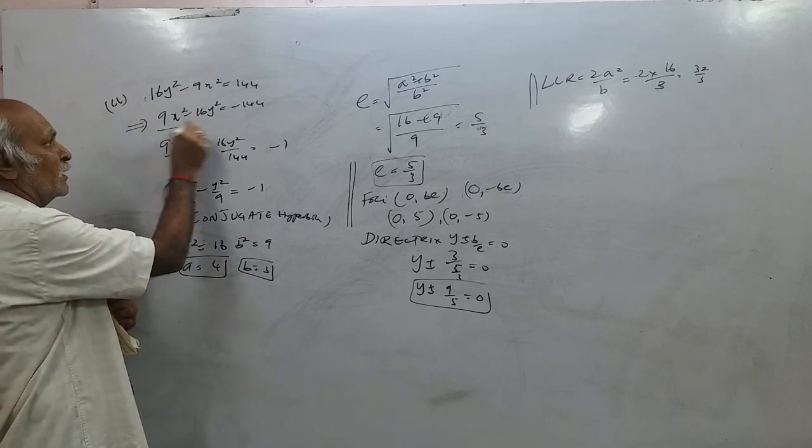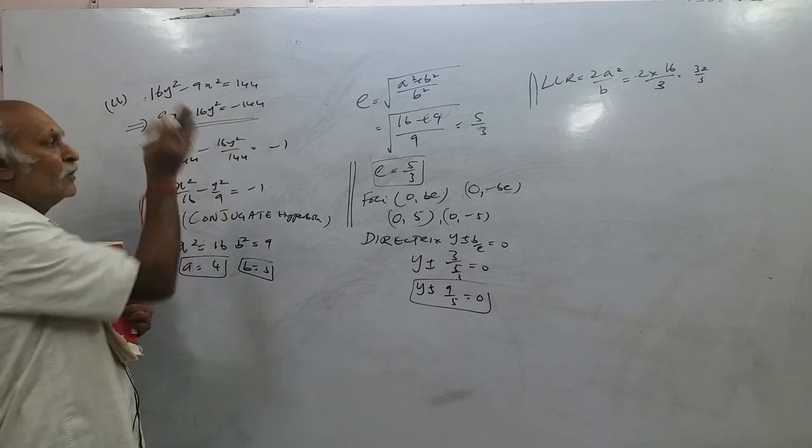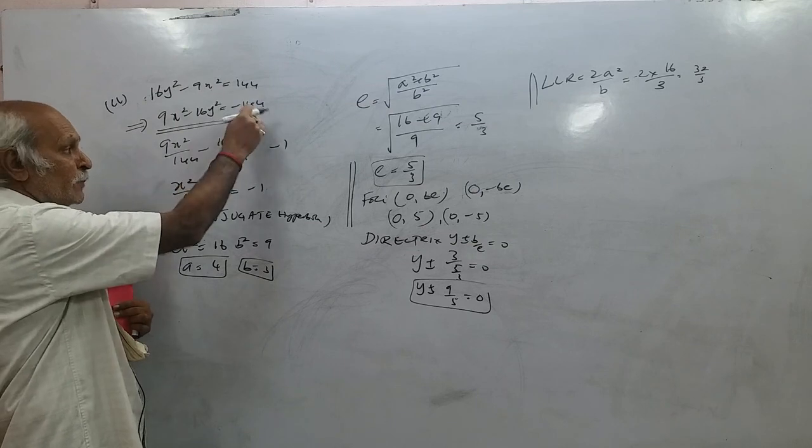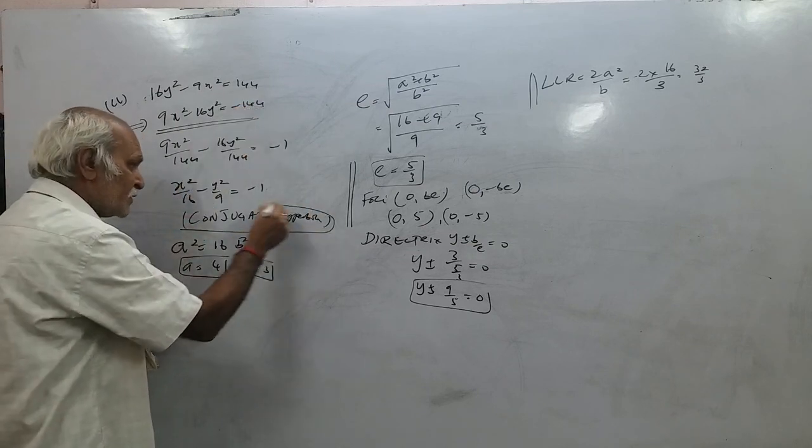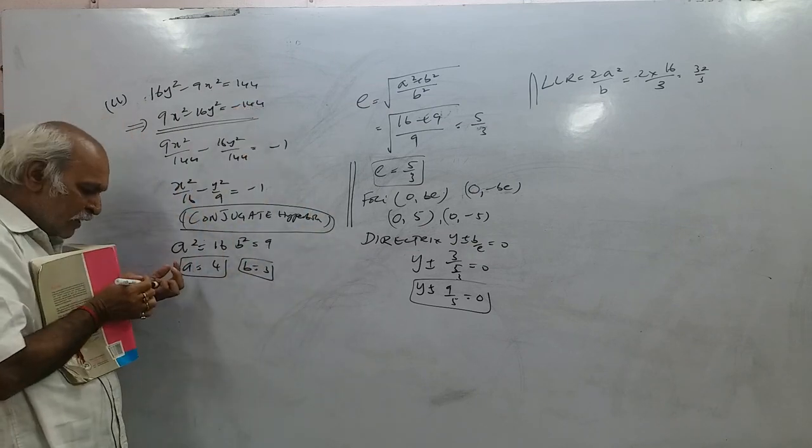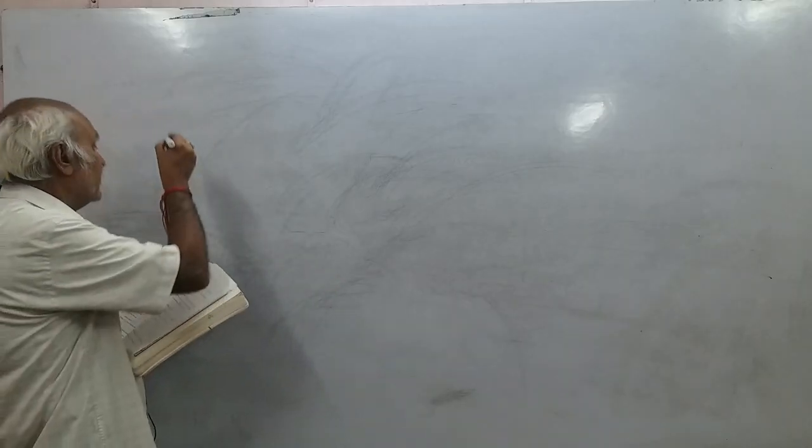So here the first step is important. What we have to do? We have to write first x square and y square, and this becomes minus 1. Then you have to make a statement. What is the statement? Conjugate hyperbola. Okay, right. Observe this process. Next, third one.